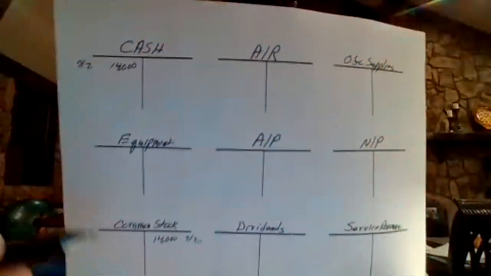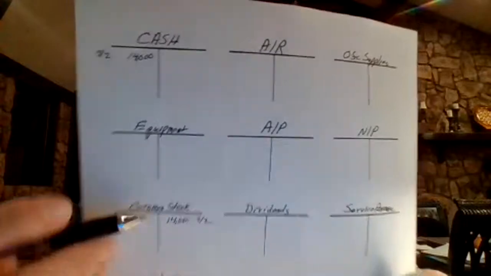And cash on July 2nd. Cash gets a $14,000 debit. Debit in the journal. It's a debit in the ledger. Common stock gets the offsetting credit. Cash gets the debit. Common stock gets the credit.